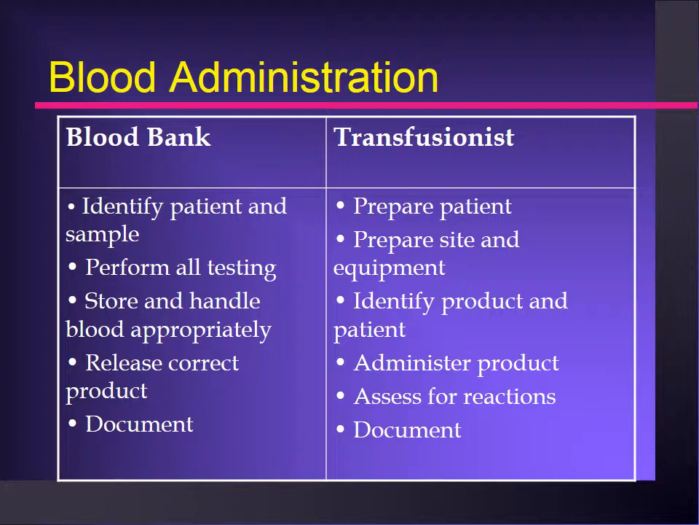We all have our parts in providing safe transfusions. In the blood bank, we must identify the patient and the sample, perform testing properly, store and handle blood products appropriately, release the correct product, and document all of our activities. The transfusionist must prepare the patient, the site, and equipment, identify the product and the patient properly, administer the product, assess for reactions, and document all activities related to the transfusion.